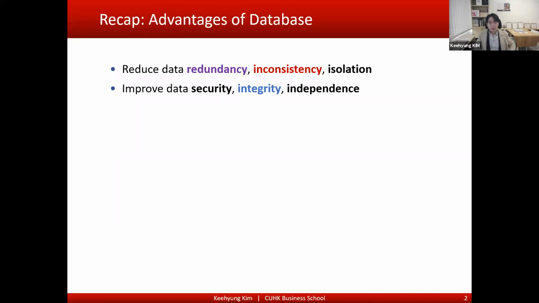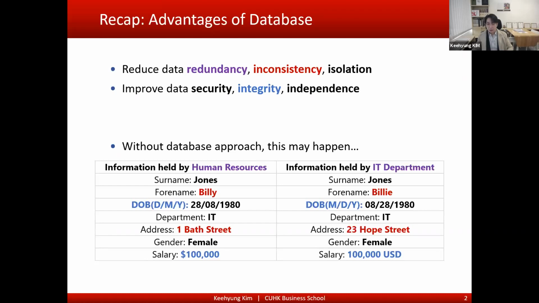Okay, so this is what we talked about last time. Last time I gave you an introduction about the database system, and I talked about why we are using the database approach. By using the database approach, there are several advantages you can gain. There are three problems we are able to reduce, and three other benefits we are able to improve. Basically data redundancy, inconsistency, and isolation. We want to reduce them.